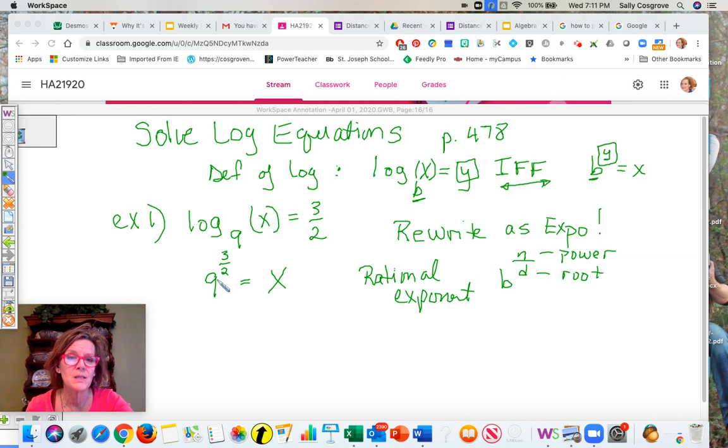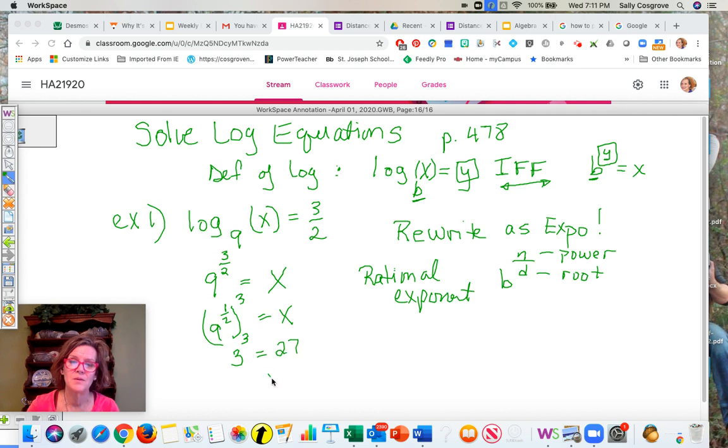Not always, but most of the time. So this is the square root of 9. Really what we're going to do is say, I need the square root of 9, and then I'm going to cube it, because 1/2 times 3 is 3/2. We've just decomposed the fraction. This is how you can think about it. So the square root of 9 is 3. Now we're going to replace the square root of 9 with 3, since it is the same, and 3 to the 3rd power is 27, so x is 27.